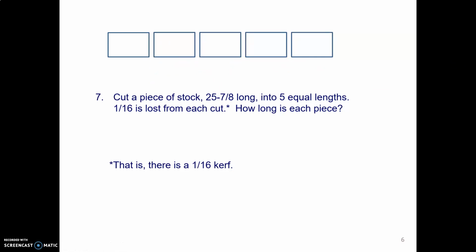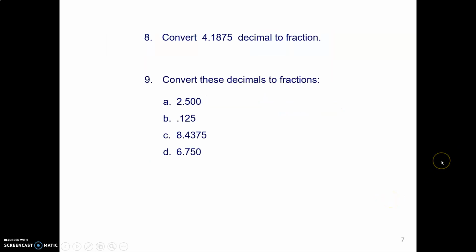This is why a picture is so useful. Because you might think, oh, I've got 5 pieces, I've got 5 cuts. No, you don't. You have 5 pieces and 4 cuts, 4 kerfs. So 25 7/8 minus 4 times these 1/16 inch kerfs. What does that leave? See if you can wrestle with that. Then there are some questions where you're just converting decimals to fractions and fractions to decimals. Rather mundane.